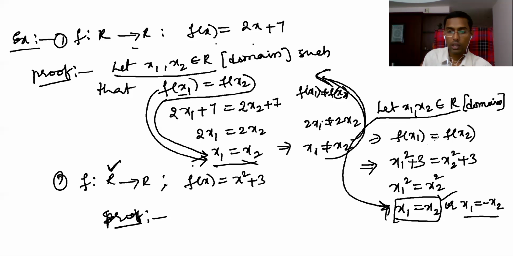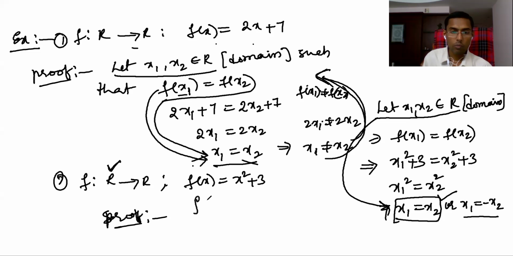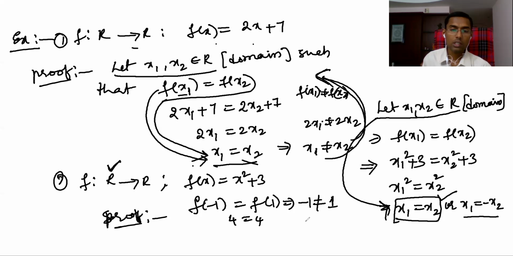Okay, f of minus 1, f of 1. If I take images equal, because f of minus 1 equals f of 1. Why? f of minus 1 is what? 4, equal to 4. Then what should happen? Minus 1 equal to plus 1 should happen, but not equal. That is the reason here.